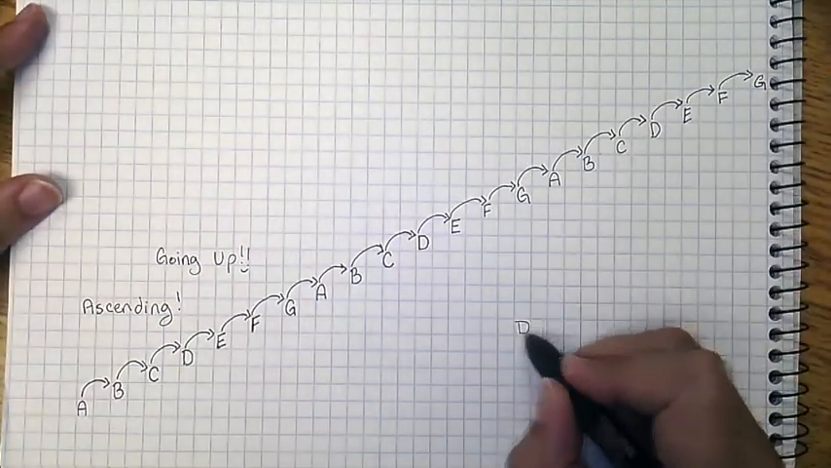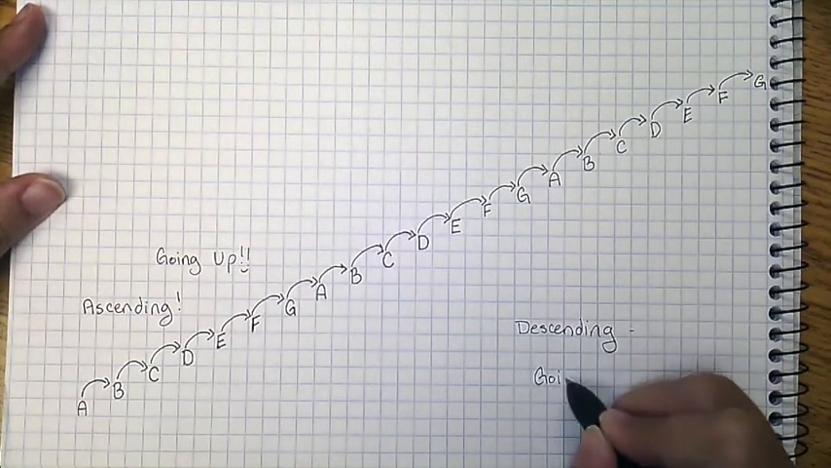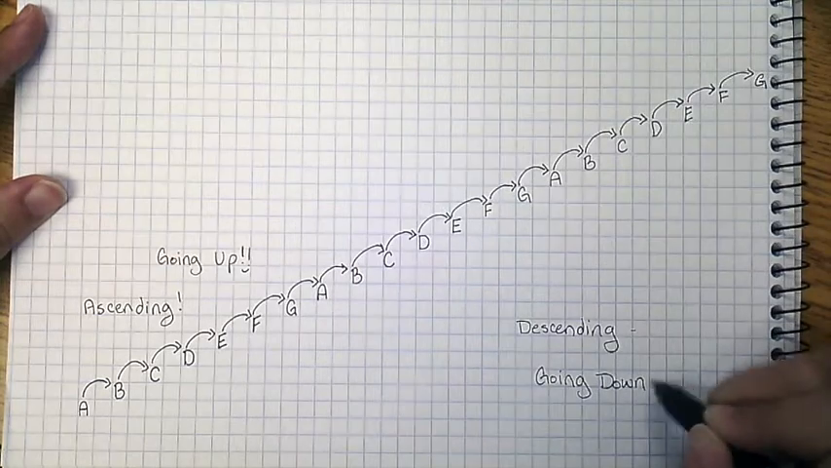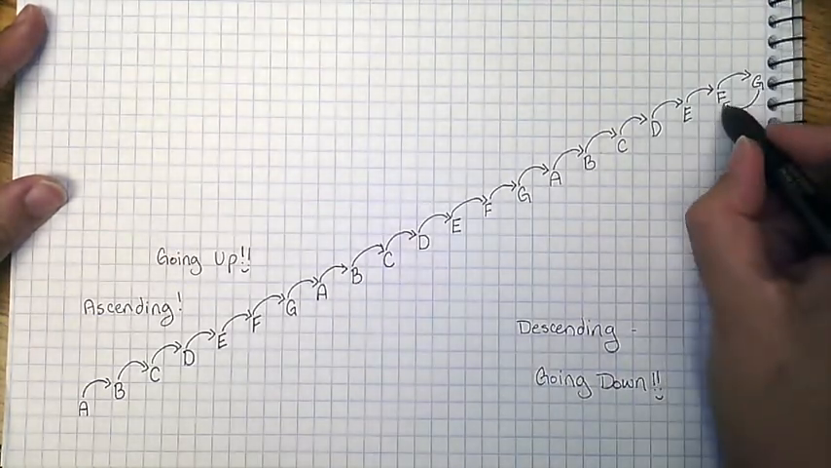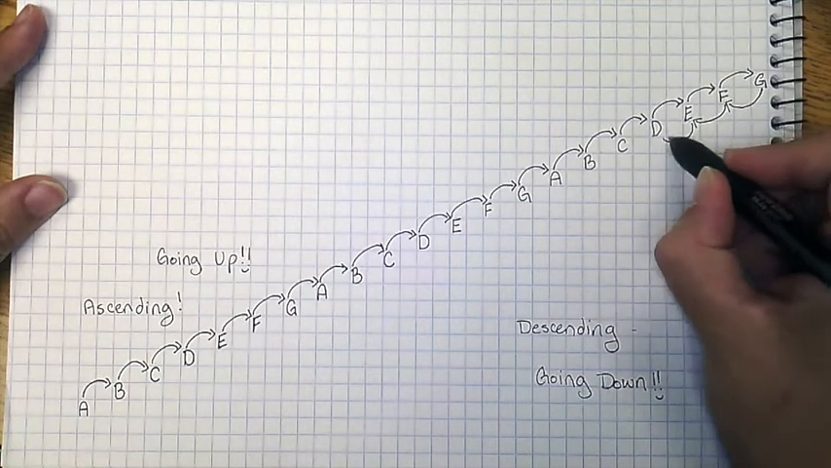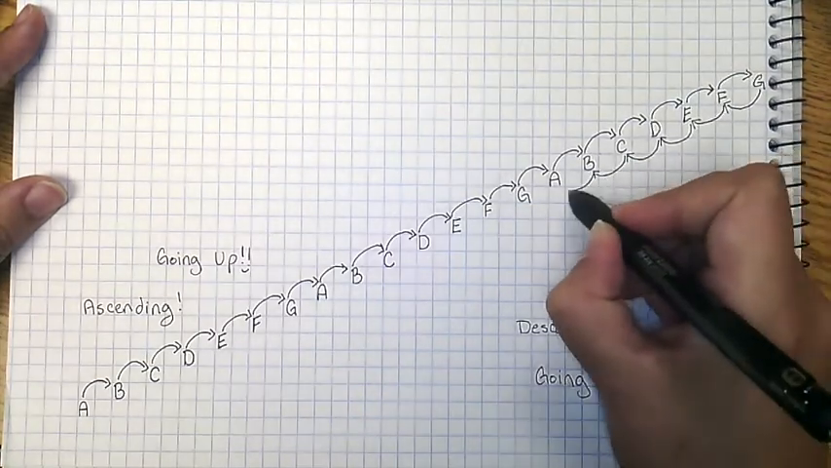Now, let's talk about going down, or descending, through the musical alphabet. As we go down, or backwards in the alphabet, our pitch gets lower. So F is lower than G, E is lower than F, D, C, B, A.